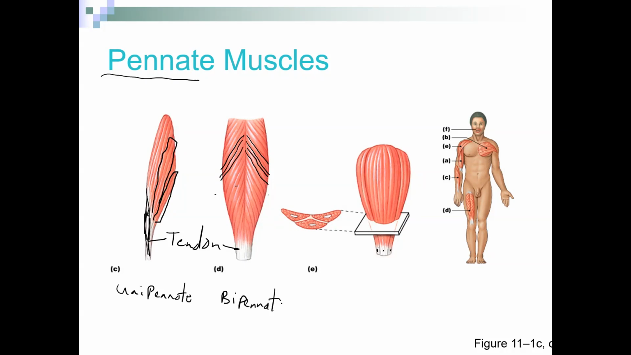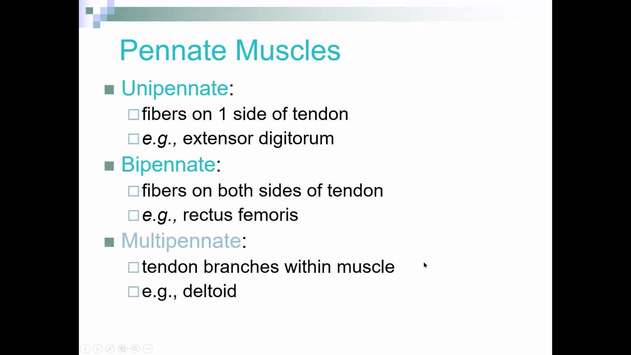Now, I'm pretty sure y'all have figured out the name of the last one by now. We got uni, we got bi. So obviously the last one is going to be multipennate, because you have more than two sections of muscle, right? We'll just say multi. All right, now you're going to need examples of each one of these types. So your unipennate muscle example is going to be your extensor digitorum.